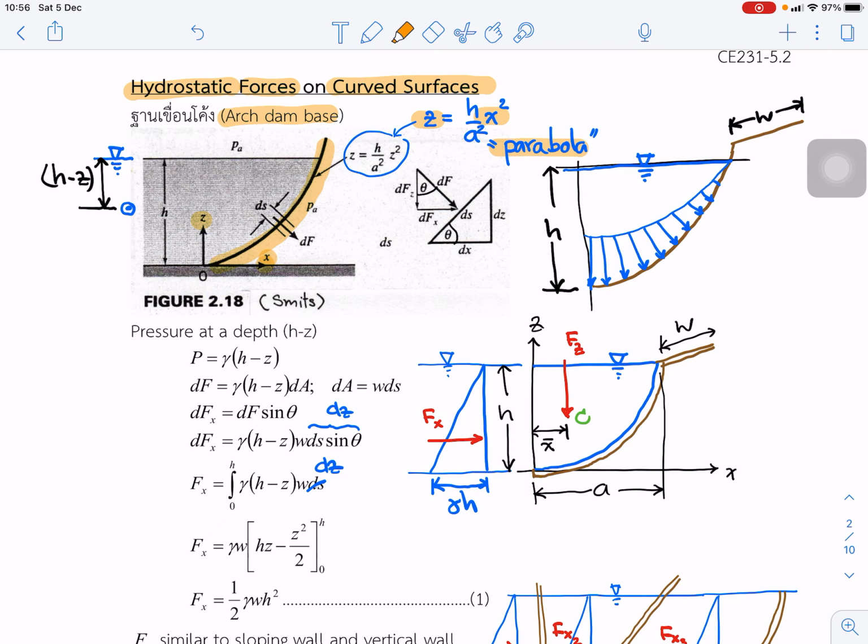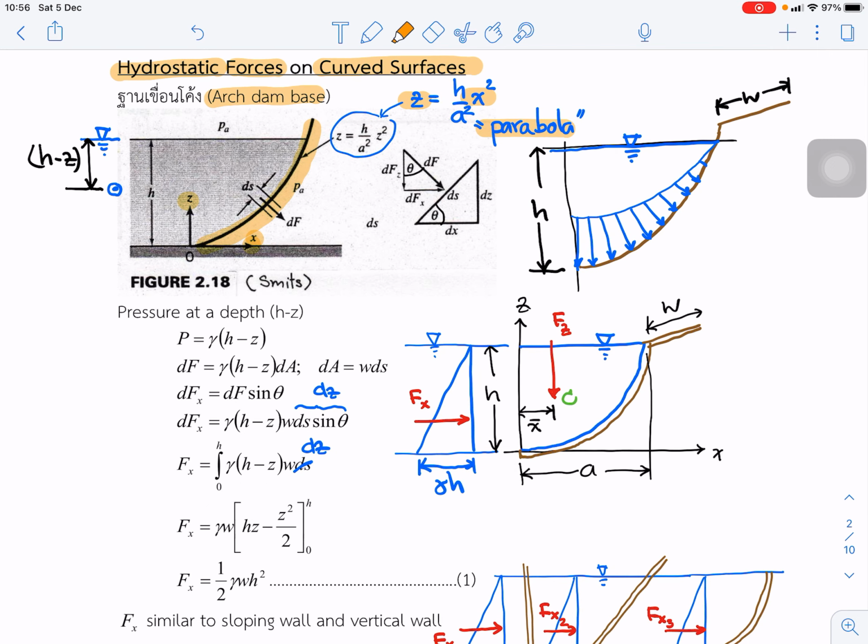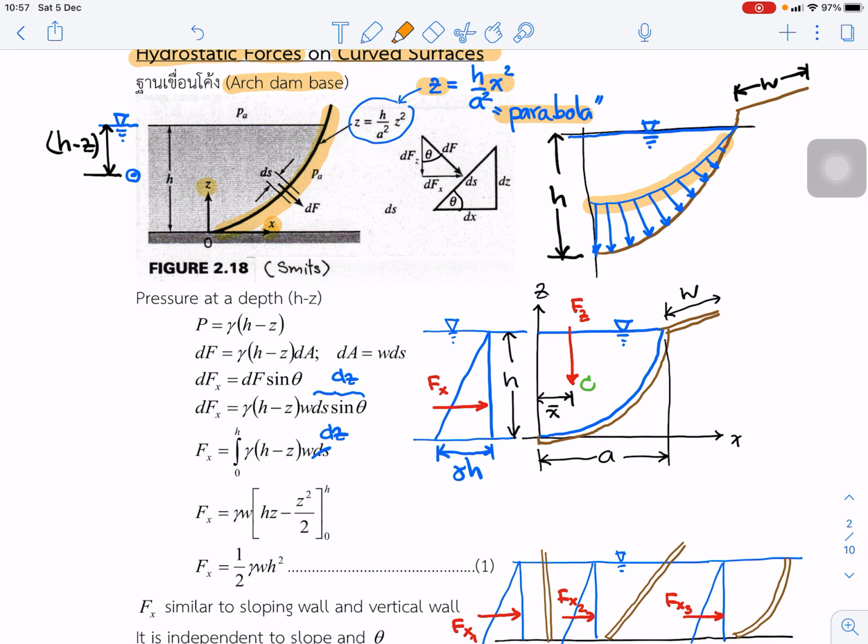If we write the pressure distribution on this surface, it looks like this shape, the pressure distribution acting on the surface. Next we find the equation at this point, where the depth is h minus z. So the pressure at this depth is equal to gamma times (h minus z), and dF is equal to the pressure times the area. In this case, the area dA is equal to W times ds. That is the ds.